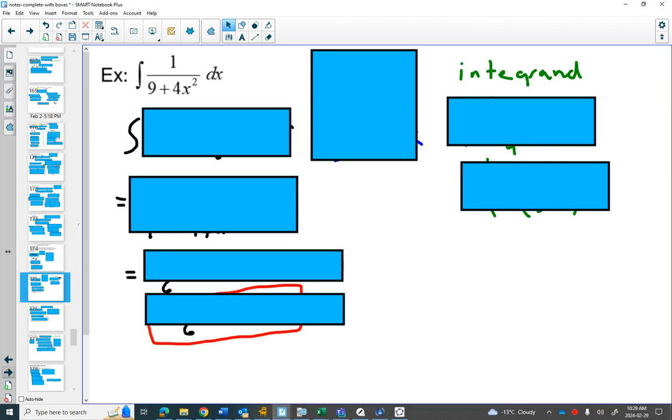So here's our next one. Which one does it look like the closest? This one, it looks like tan inverse. Tan inverse has a 1 plus x squared on the bottom.